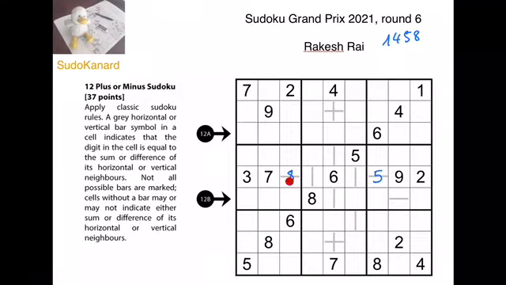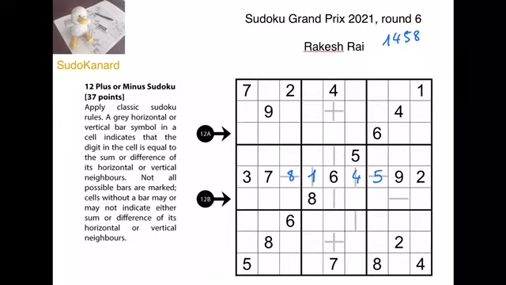And 1 and 4 must go here, but 1 wouldn't work here because of 9 and 5. It has to be a 4. So that now 5 is the difference, 9 minus 4. And 1 here works. 8 is the sum of 7 and 1. So this is nice.